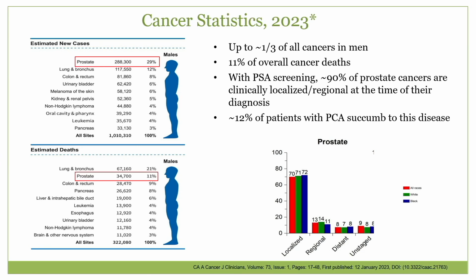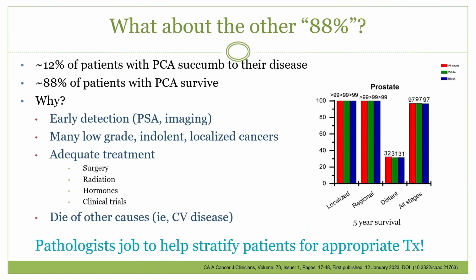So, of course, you all know prostate cancer is a really common disease and affects up to 1/3 of all men, especially older men, and represents about 11% of all cancer deaths. The thing is, though, as you know, we can detect these at much lower levels based on screening, and the good news is we find the majority of our cases at low-grade, low-volume cancers, but there's still approximately 12% of patients that will succumb to their prostate cancer.